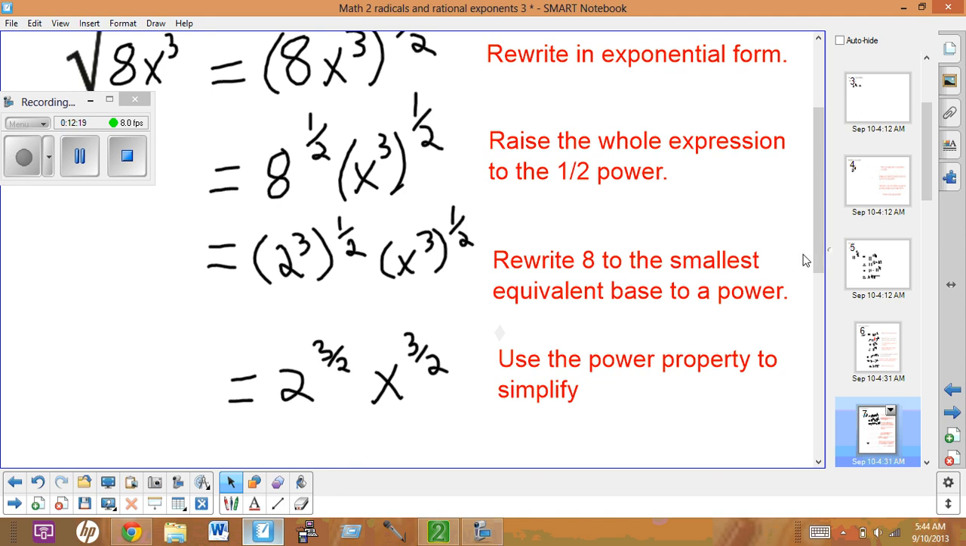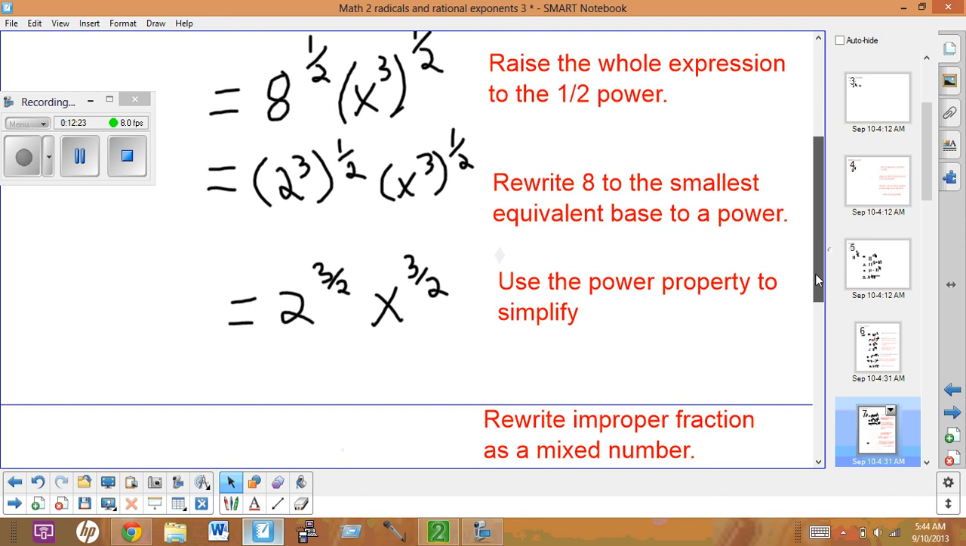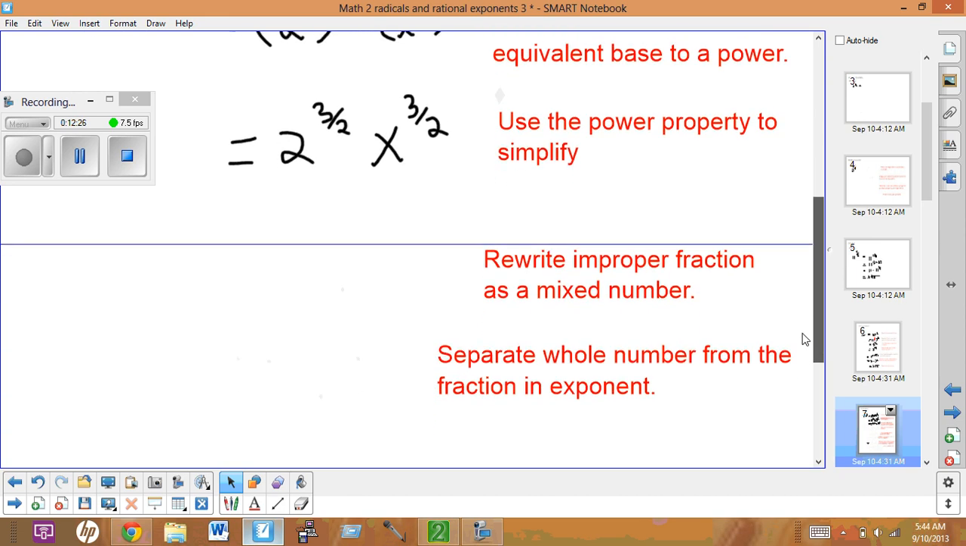Okay, moving on, we're going to do the exact same thing you've done in the previous examples. We're going to simplify these exponents. In other words, rewrite our improper fractions as mixed numbers, and we're going to separate the whole number from the fractional exponent. So let's do that now. Let's rewrite these as mixed numbers.